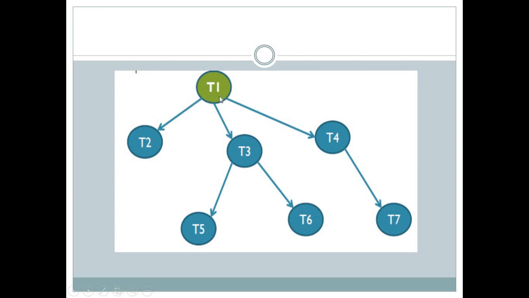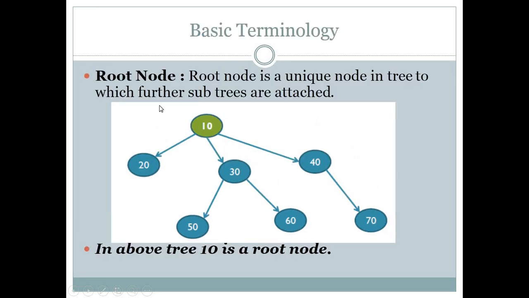So this node, the starting node of our tree, will be known as our root node, and other nodes will be known as different child nodes, or we can say disjoint nodes of our tree. So here this green node is our root node of this tree, and other nodes are the disjoint nodes of this tree. Okay, so this is the basic structure of tree. Now the definition of root node. Root node is a unique node in a tree to which further subtrees are attached. So this is a root node. 10, 20, 30, 40, 50, 60, 70 are the further subtrees of this 10. Okay, so this is the basic terminology of root node.